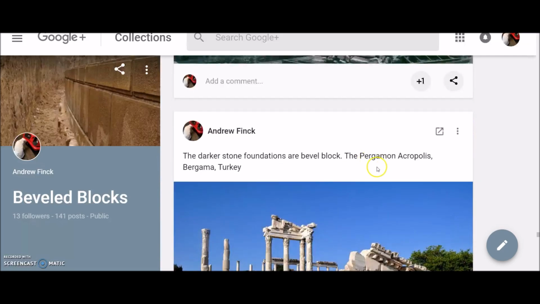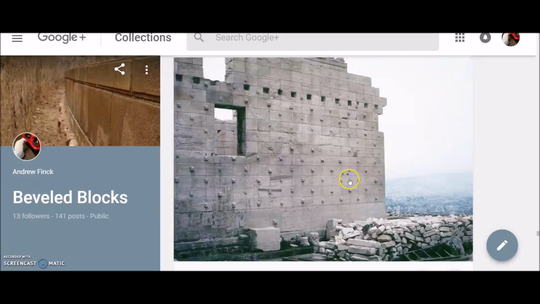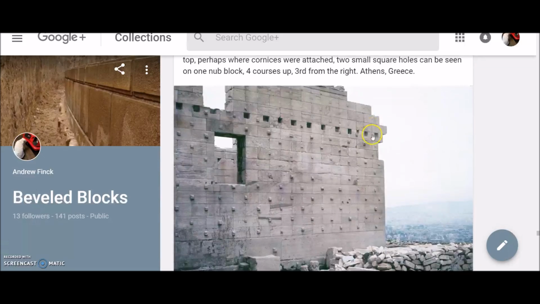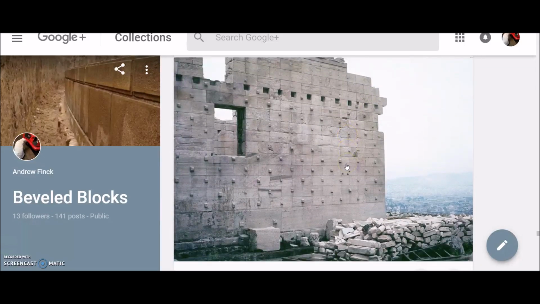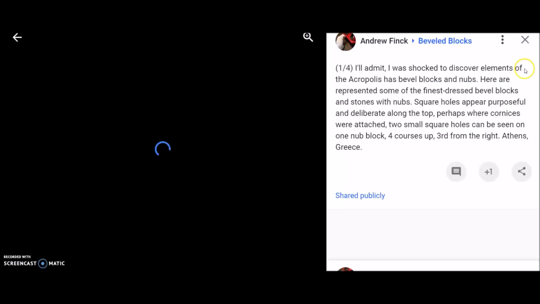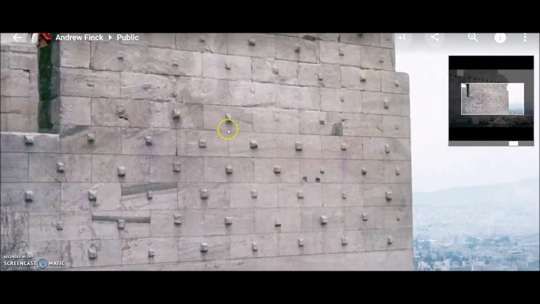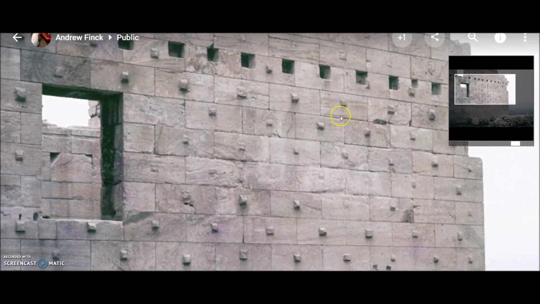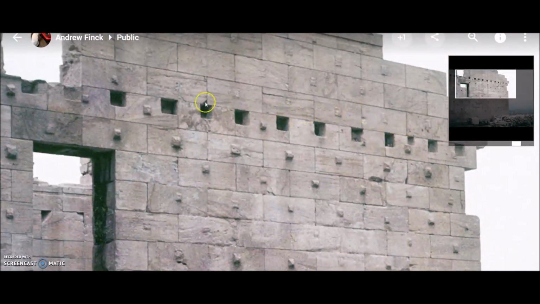That is at Bergamo, the Bergamo Acropolis. Now let's get into high strangeness. Now we are at the Acropolis, Athens, and we're going to see a lot of strange things at this site. So right away, you see all the nubs. And we have to zoom in to point out the fact that many stones that do not currently have nubs appeared to have had nubs in the past, and they have broken off.